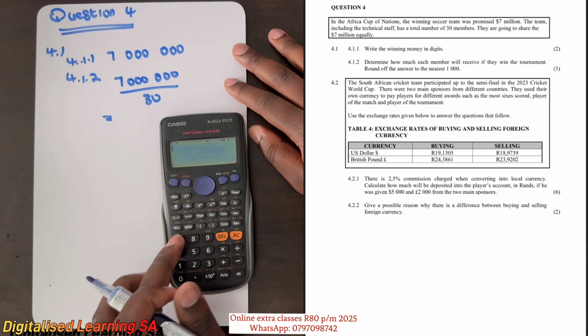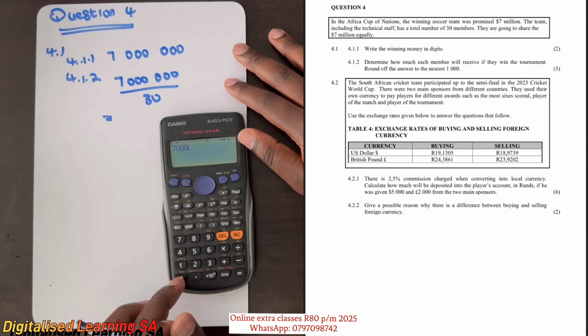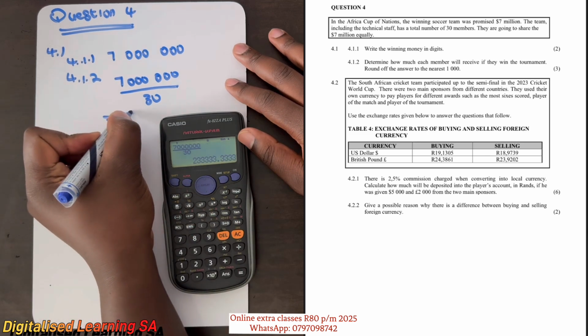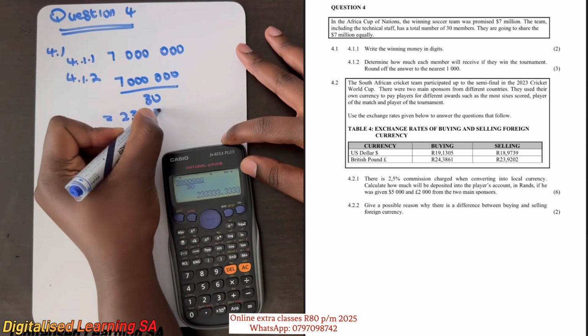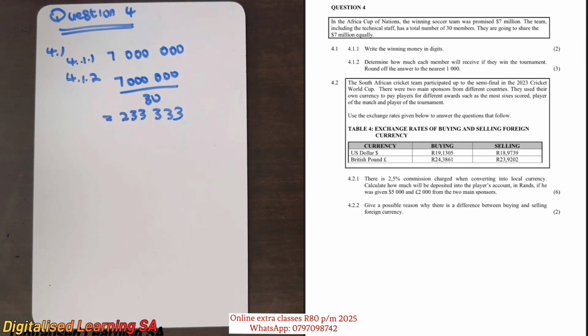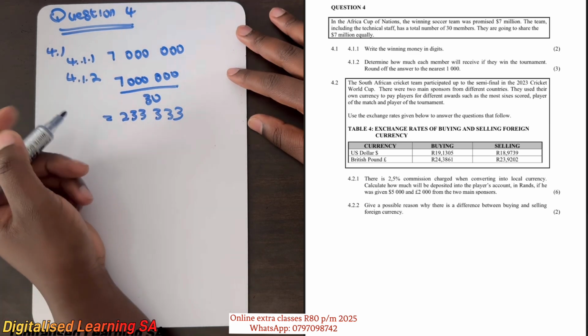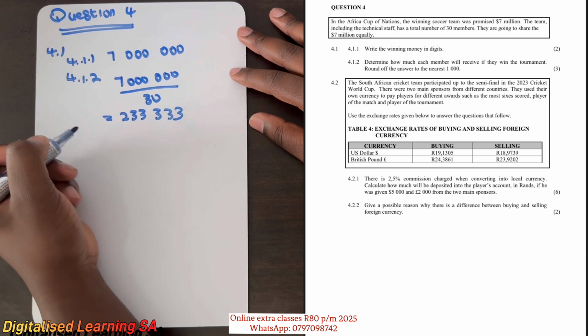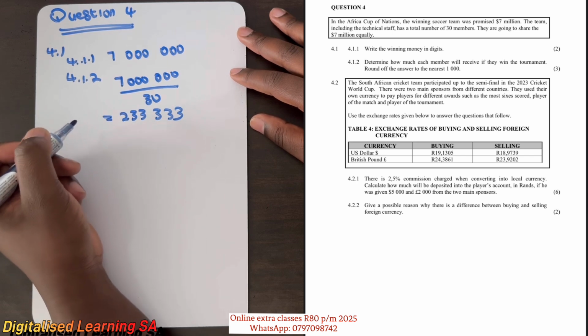So we are going to say 7 million divided by 30, and our answer will be 23333. Okay, so we are told to write our final answer after rounding it off to the nearest 1000.